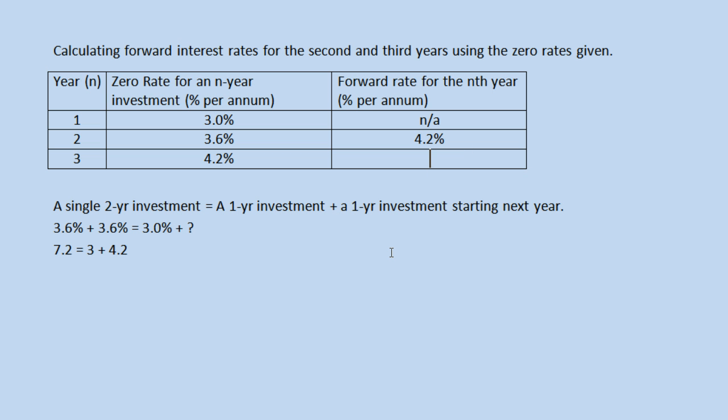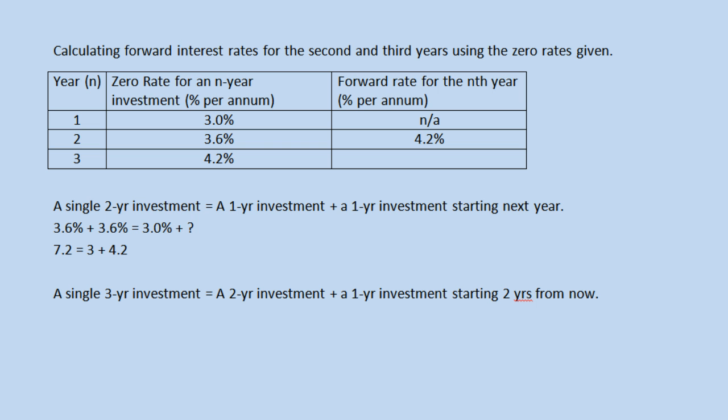For the third year forward rate, we can make a similar argument, which is that we need a single 3-year investment to be the same as a 2-year investment plus a 1-year investment starting 2 years from now. The single 3-year investment is going to pay 4.2% each of the 3 years.